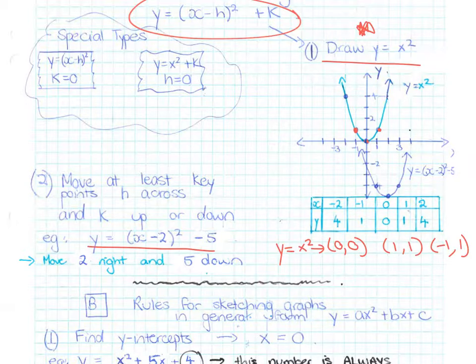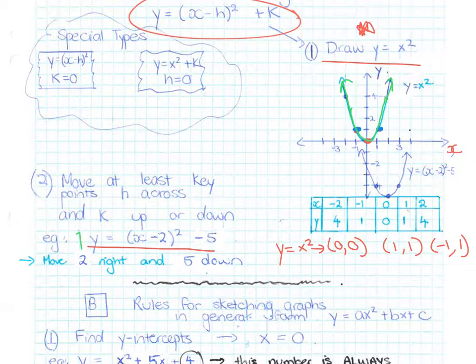Alright? So what we do is we put our axes, our y-axis and our x-axis. And then we plot these points. We plot 0, 0, it goes right there. And then if I use a different colour, we plot 1, 1, goes right there, the blue. And then we plot negative 1, 1 over here. Then, to draw your quadratic, you just join up the dots and you get the drawing of your quadratic. So that's y equals x squared.